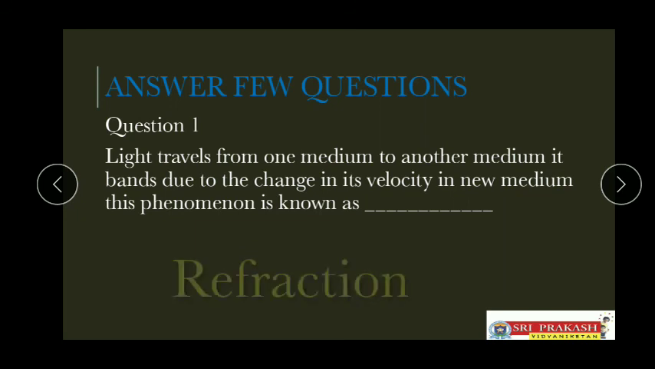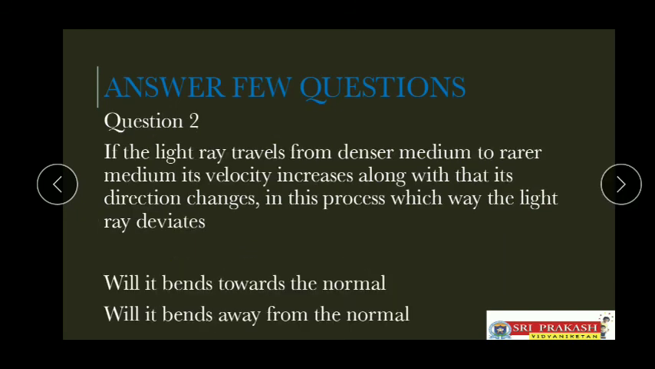Let us see question number 2. If the light ray travels from denser medium to rarer medium, its velocity increases with its direction change. In this process, which way does the light ray deviate? Will it bend towards the normal, or is it going to bend away from the normal? The point you need to consider is that it is traveling from denser to rarer. So when it travels from denser to rarer, it is going to bend away from the normal. The second option is correct.